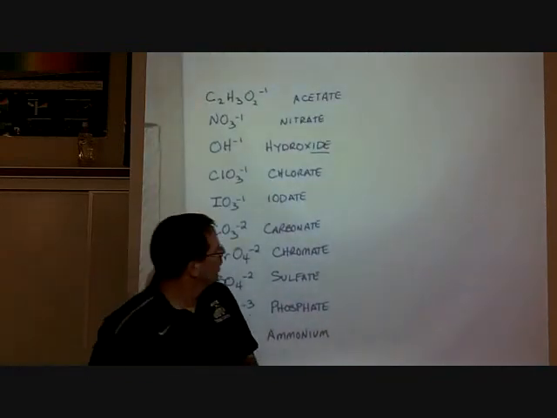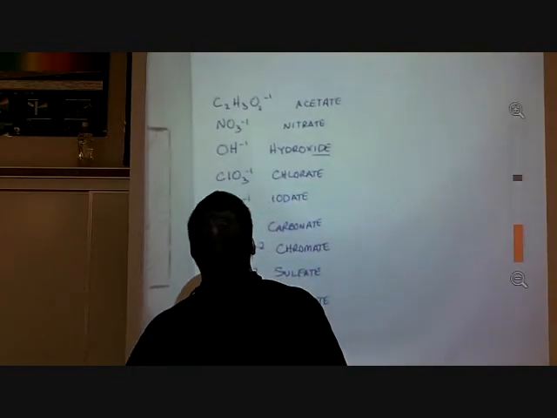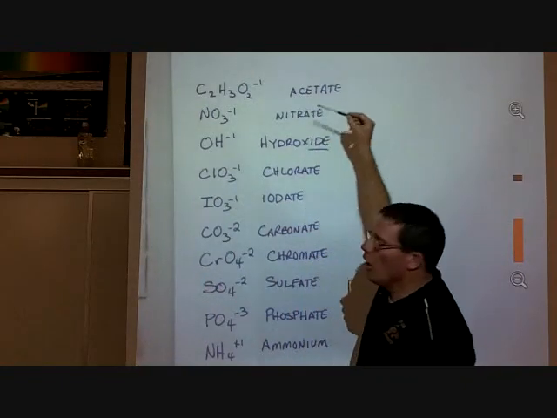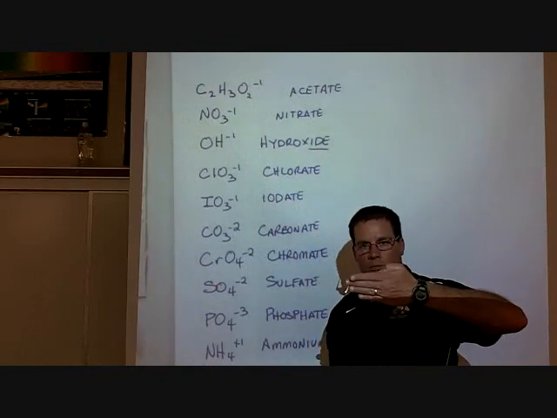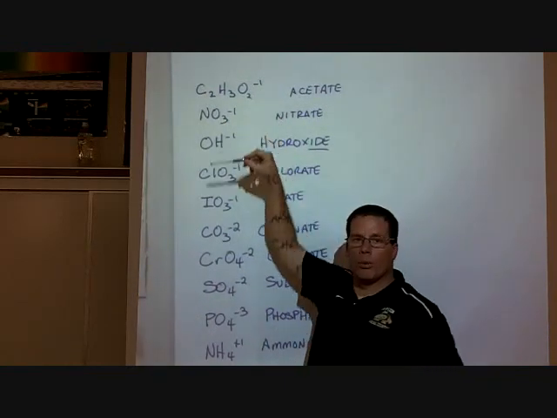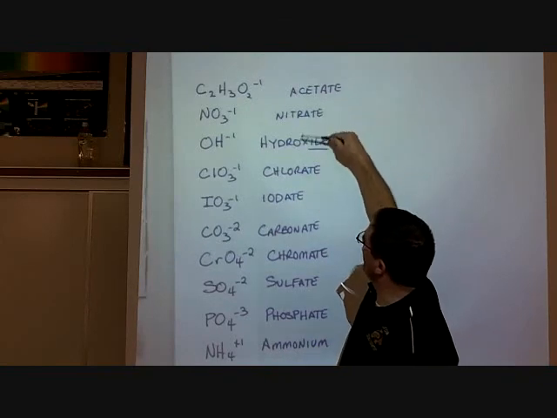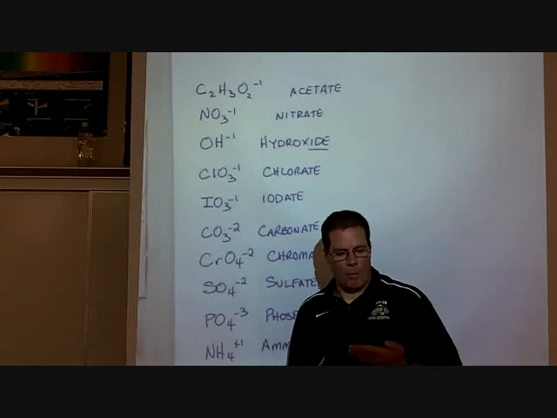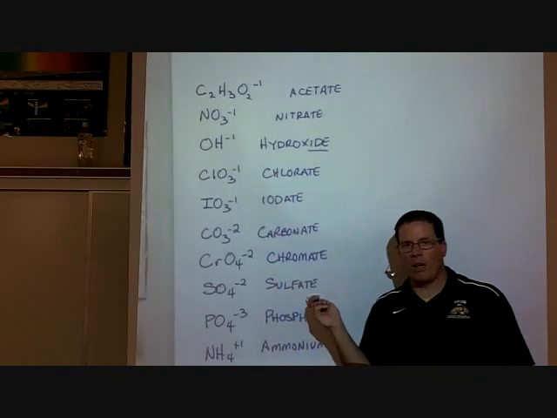Make flashcards. What I highly recommend is making a flashcard. On one side, if you need to, write the word acetate. On the other, put the symbols. In other words, C2H3O2 with a -1 charge. So, here are your flashcards. I would make those and carry them around with you. Whenever you have some free time, whip them out and start looking at them and memorize them. You want to know these 10 polyatomics.